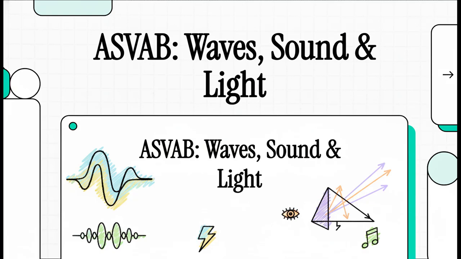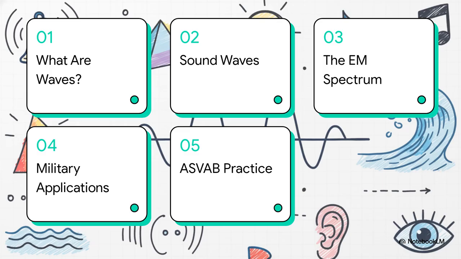Today we're going to break down everything you need to know about waves, sound, and light for that all-important ASVAB General Science test. Let's get right into it. So, here's our game plan for today. We're going to kick things off with the basics, then dive into sound waves. After that, we'll cover light and the whole electromagnetic spectrum. Then, we'll see how this stuff is actually used out in the field before we wrap it all up with some practice for the test.